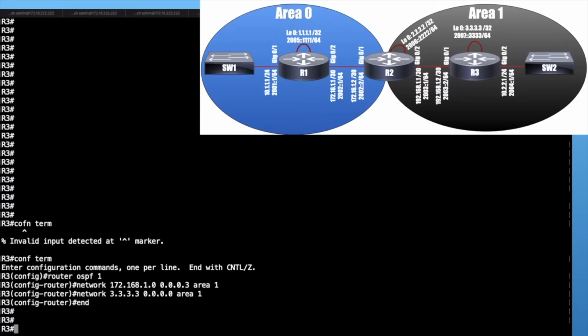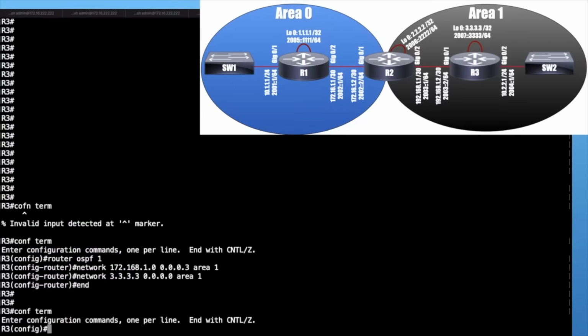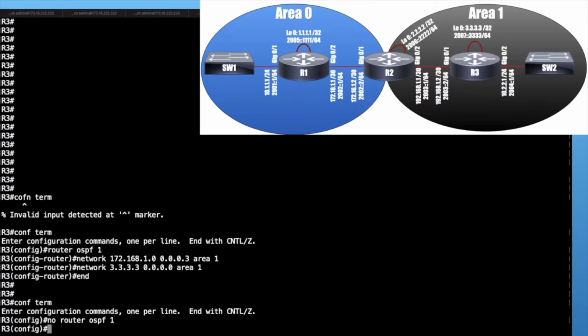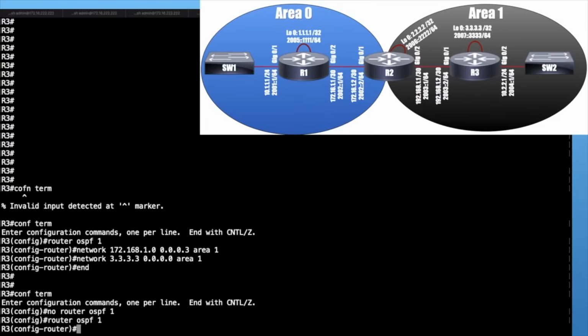Oh, you know what? Let me do this. Let me prove something else here. This will lead us into our OSPF version 3 discussion. I'm going to go back. I'm just going to kill my process. I'll say no router OSPF 1. Let's just kill that altogether. It's gone. I'm going to say router OSPF 1, and I'm going to give just one network statement. Check this out. I haven't talked about this yet. I'll give just one network statement.